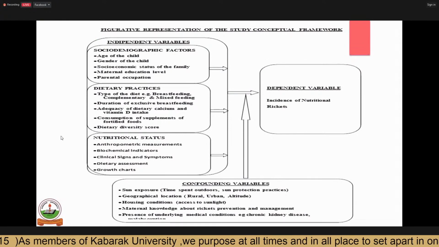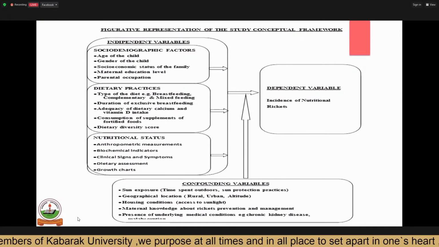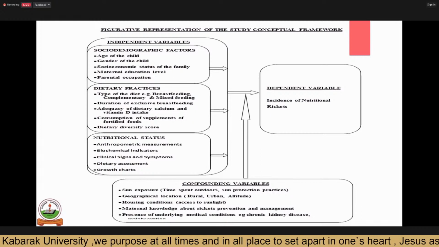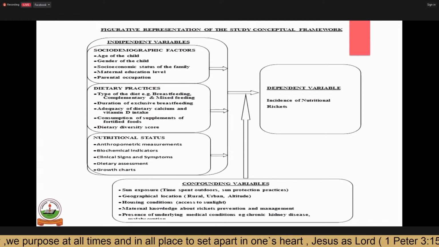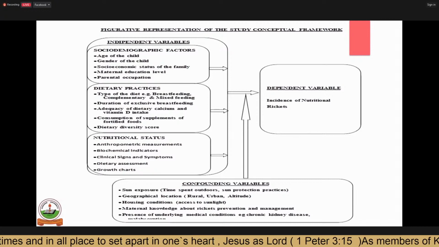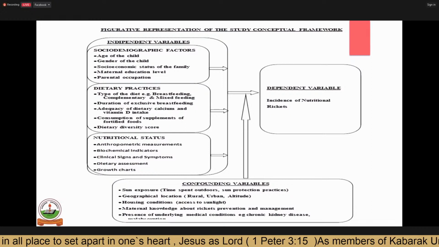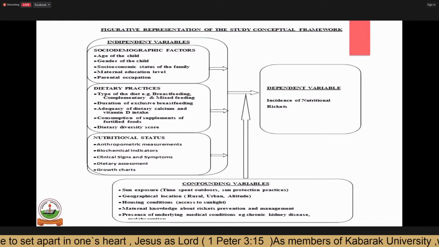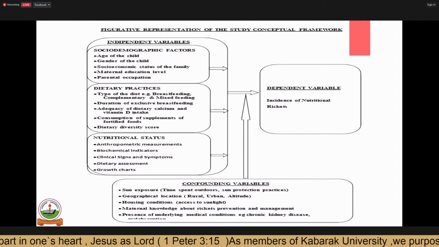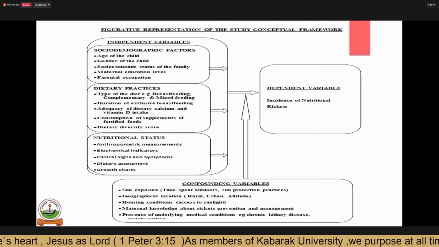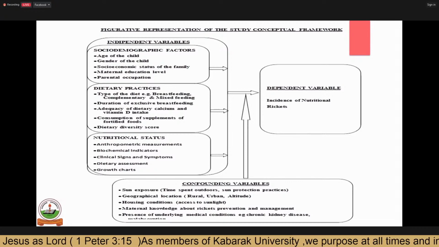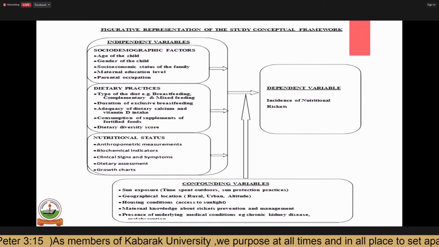Homework. I looked at the independent variables, and of course the dependent variable. The variables, considering our first objective, which was the socio-demographic factors, looking at the age of the child, the gender of the child, the economic status of the family, the maternal education, and also parental occupation.